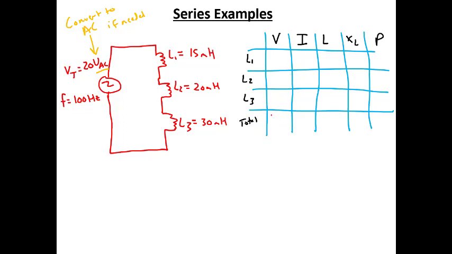So the total voltage is 20, so we can put that in there. The inductance, we'll put those in. We have 15 millihenries, 20 millihenries, and 30 millihenries. All right, so those are our knowns. Remember when we get to it that our Ohm's law formula, voltage equals current times the inductive reactance.